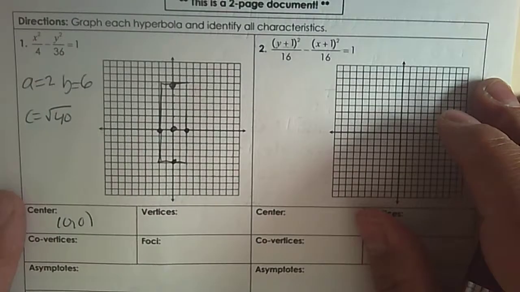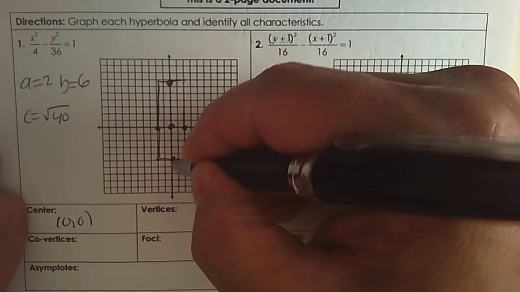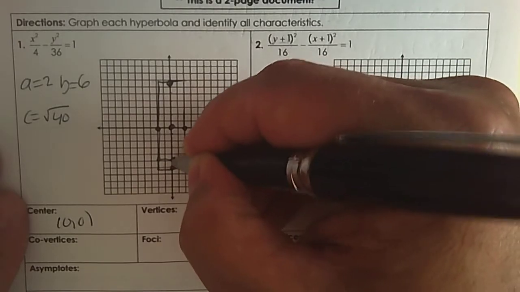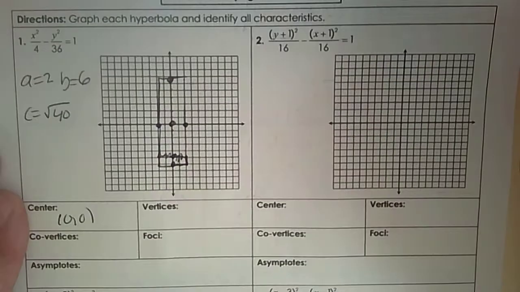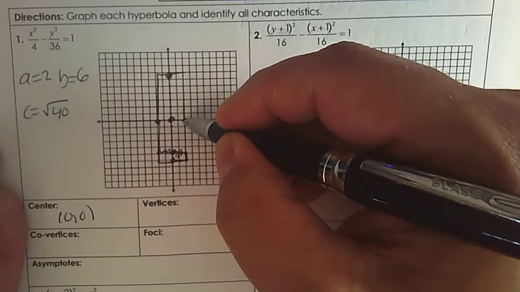Now, from that box, did I count 6 down? 1, 2, 3, 4, 5. I need to go one more. It didn't look symmetric. There it is. So make sure it's symmetric around the center. So 6 up, 6 down, 2 right, 2 left, right?